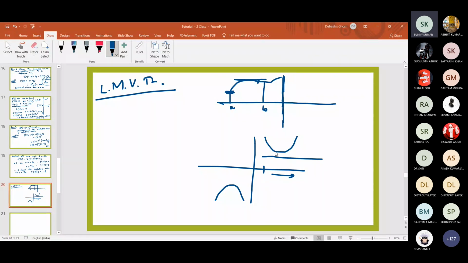Yes, only the values can be obtained for your critical points. And sir, relative maximum and local maximum, are they always the same? Yes.